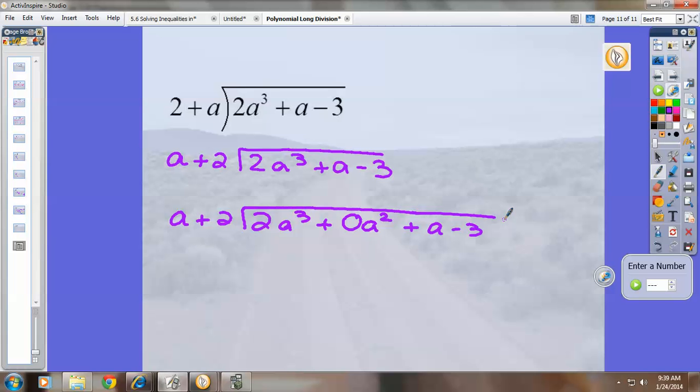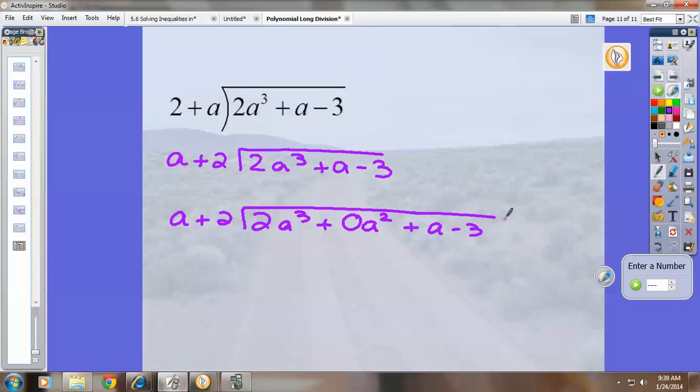Everything else is staying the same. But you have to have every term in the correct order. If it's not, you cannot do long division. You have to add it in. You can't add a squared because that would change the value. Yes, you can add 0a squared, just not a squared.